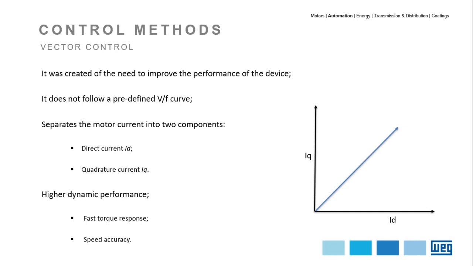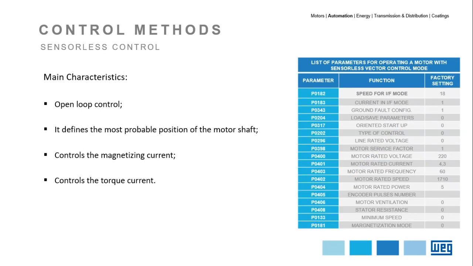With vector control, there are two divisions, and the first is sensorless vector control. The sensorless vector control is an open loop control, so it does not have a sensor. It works as an open loop circuit, unlike the control with a sensor that works with a closed loop circuit, as it does not have a sensor on the motor shaft. It simply makes some probability calculations, and it defines the most probable position of the motor shaft. In this way, it can control the magnetizing current and the torque current.